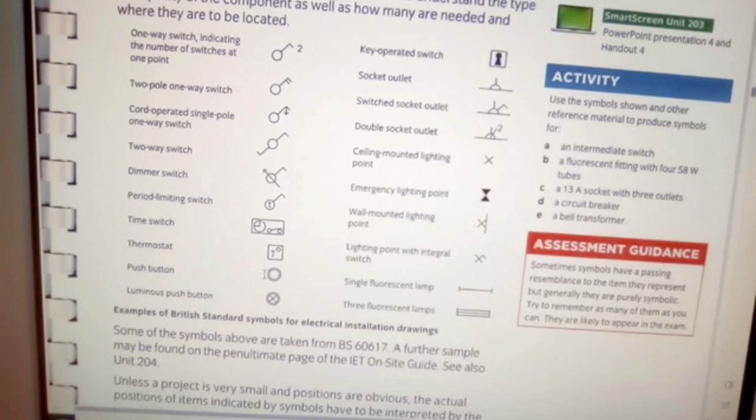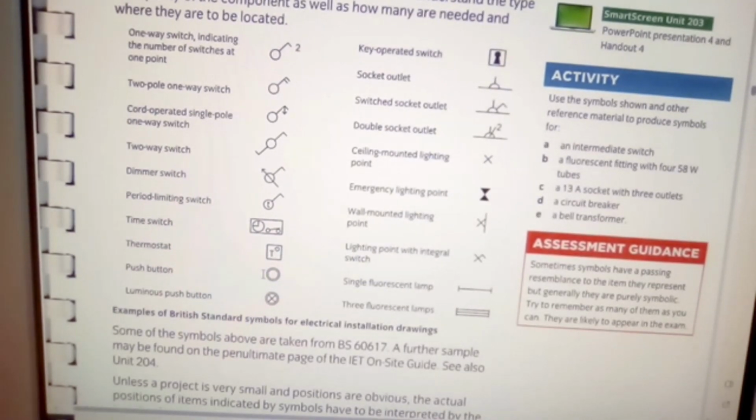Make sure the symbols are up to date. Confirm that with the IET regs at all times, please, okay? That is your responsibility at all points in time.